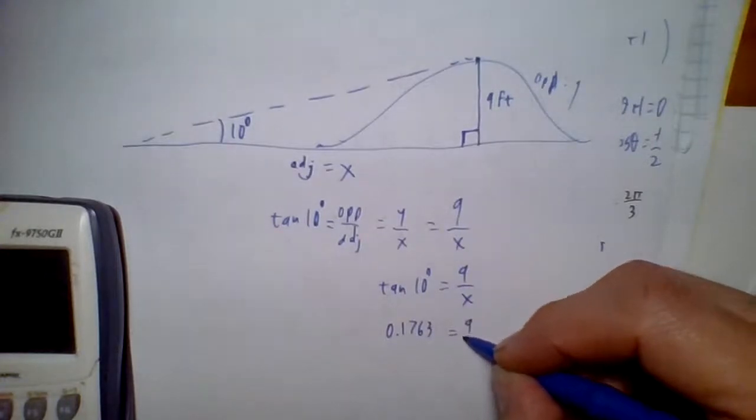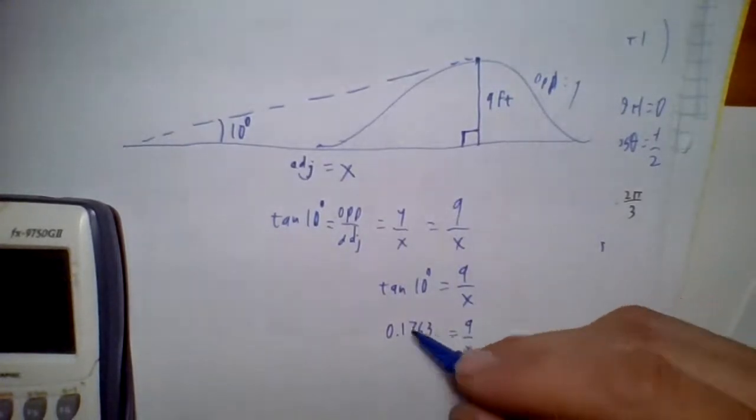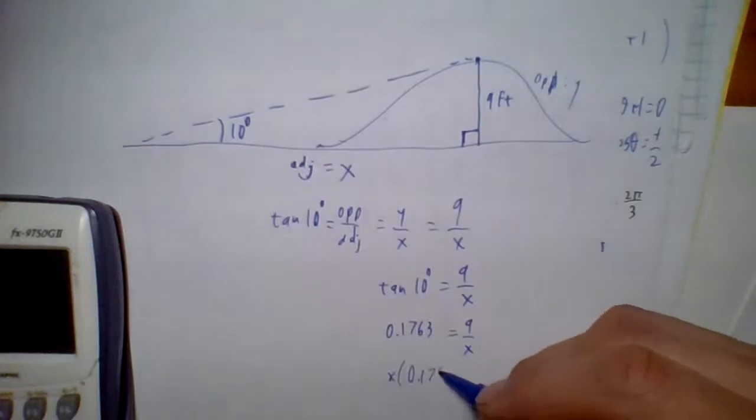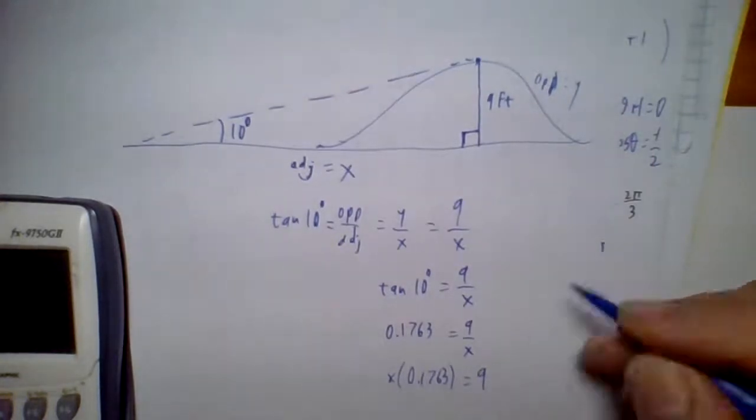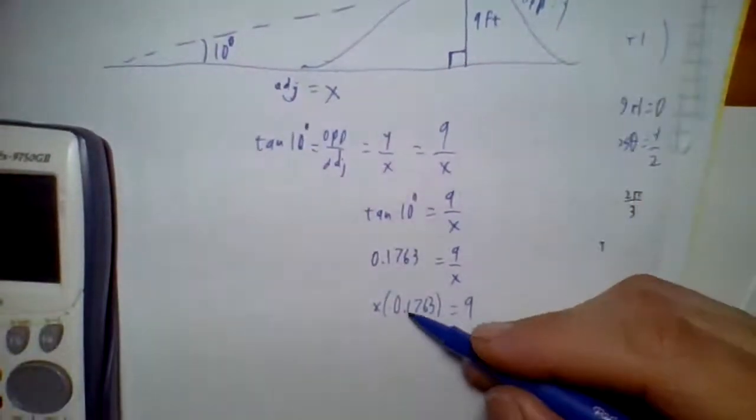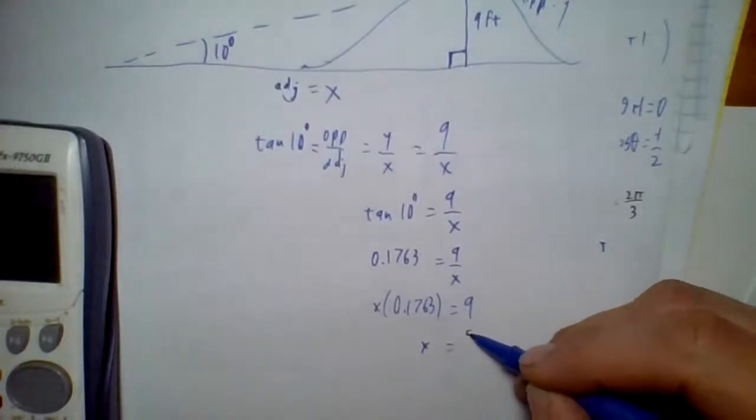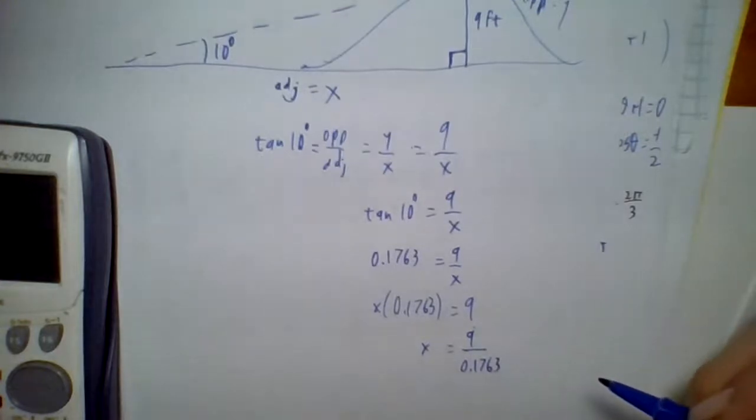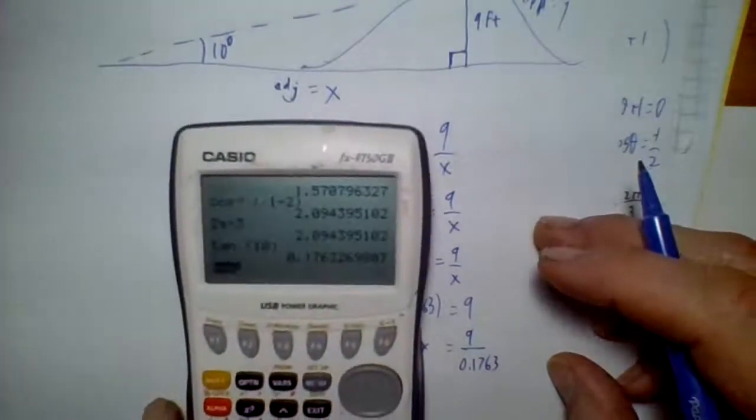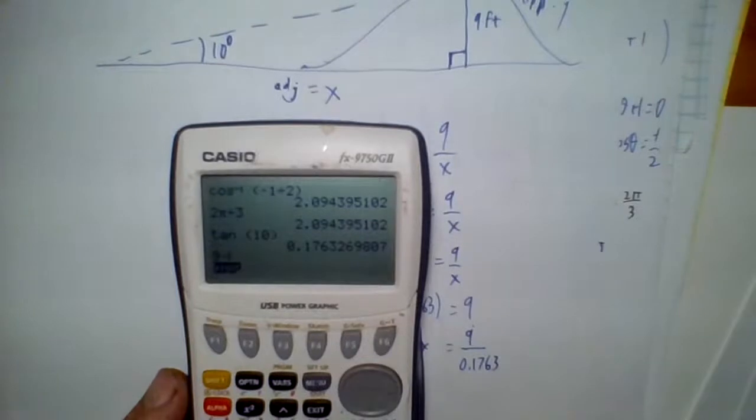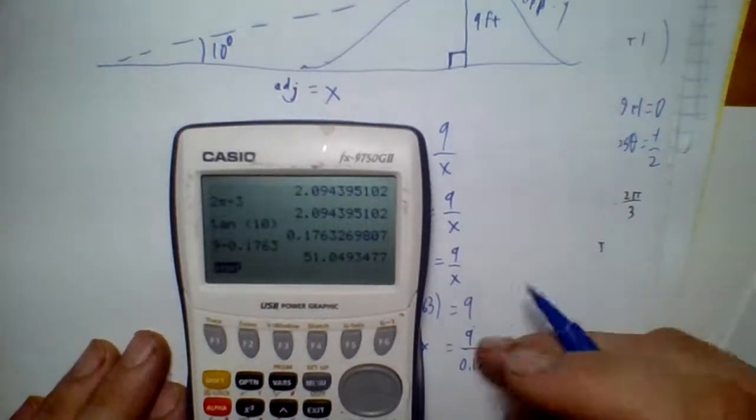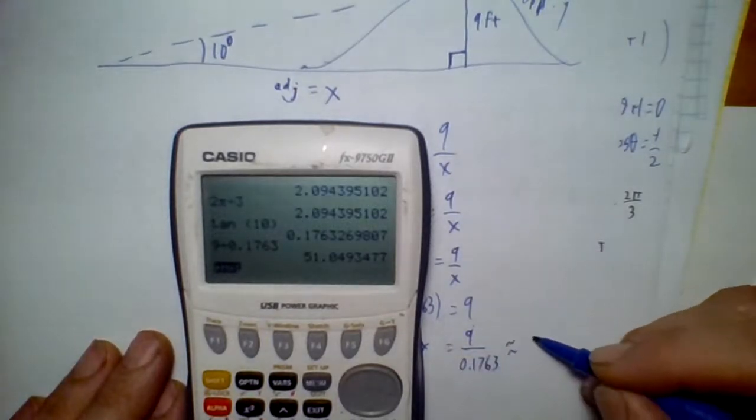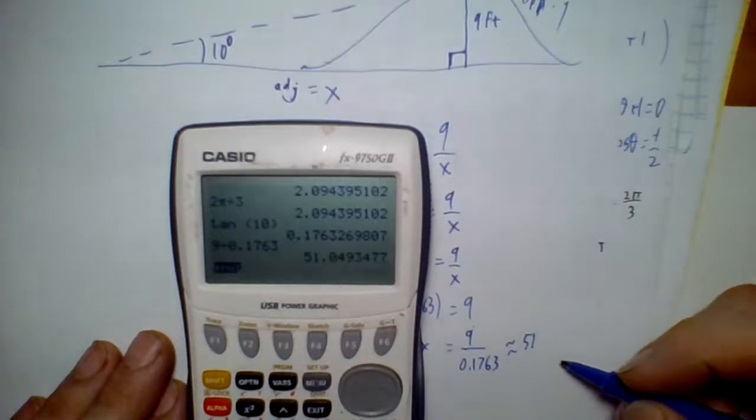0.1763 is supposed to equal 9 divided by x. So x times 0.1763 is equal to 9. I'm just doing the algebra out on it now. I've got to divide by that decimal. I've got to do 9 divided by 0.1763. See what I get for that. So another calculation, regular division. Divide by something that small, I'm going to get a much bigger number. That comes out approximately 51.